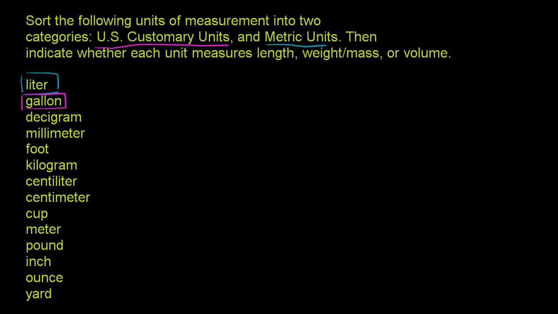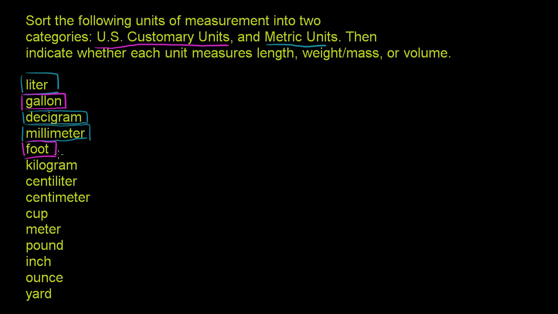Decigram, that is metric system. In general, whenever you see these prefixes, deci, centi, kilo, you're dealing with the metric system. No one ever talks about a kilo pound. I guess you could, but no one really talks about it. Same thing, millimeter. This is metric system. The gram is metric system. Meter is metric system. The foot is the US customary unit.